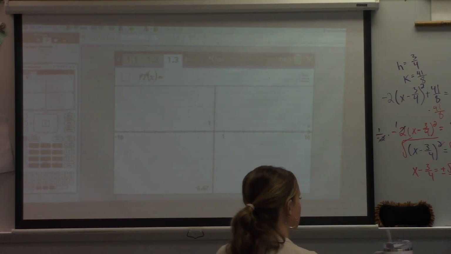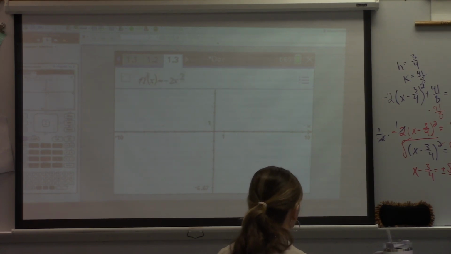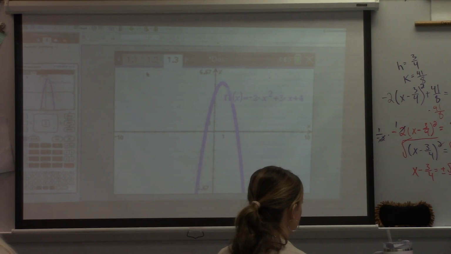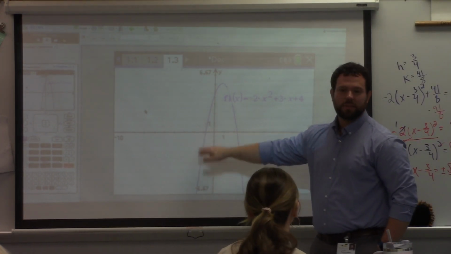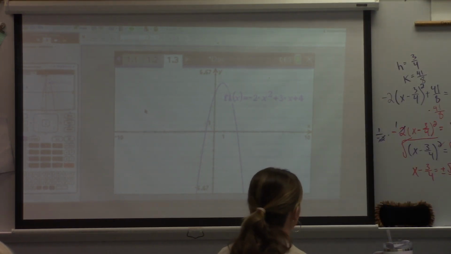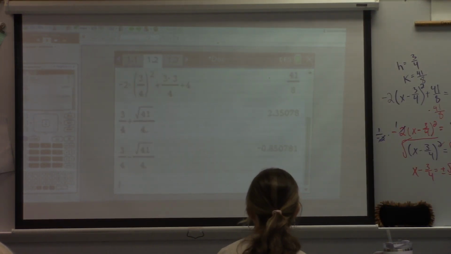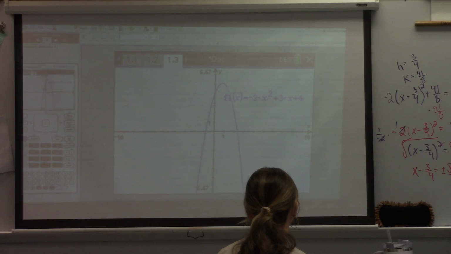But what was equation F? Negative 2x squared plus 3x plus 4? So I want you to notice, what were those decimals I got again? Negative 0.8 something? What does that look pretty darn close to? Negative 0.8 something. The other one was positive 2.35. Does that other root look like it's about 2.35?